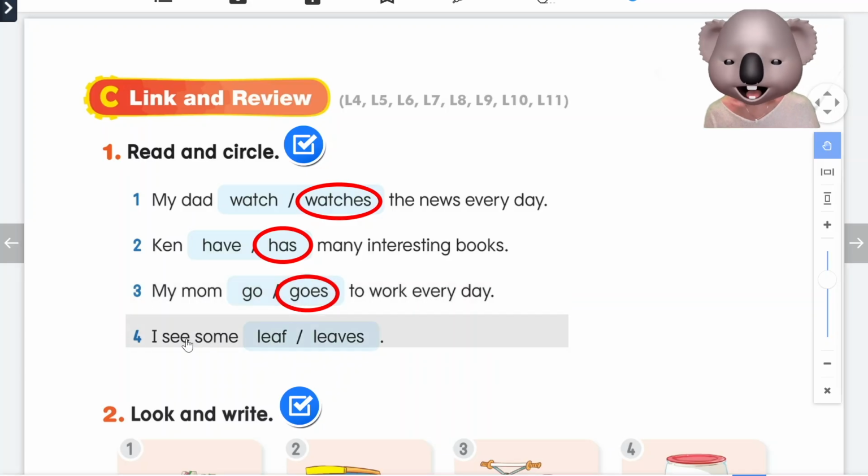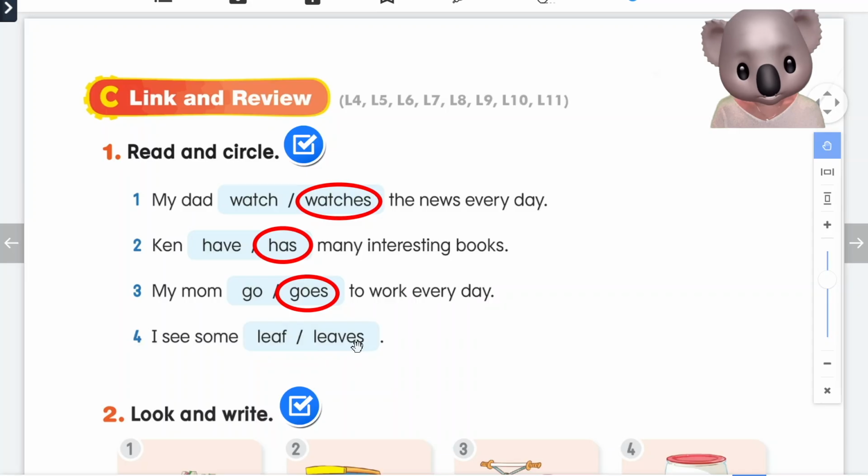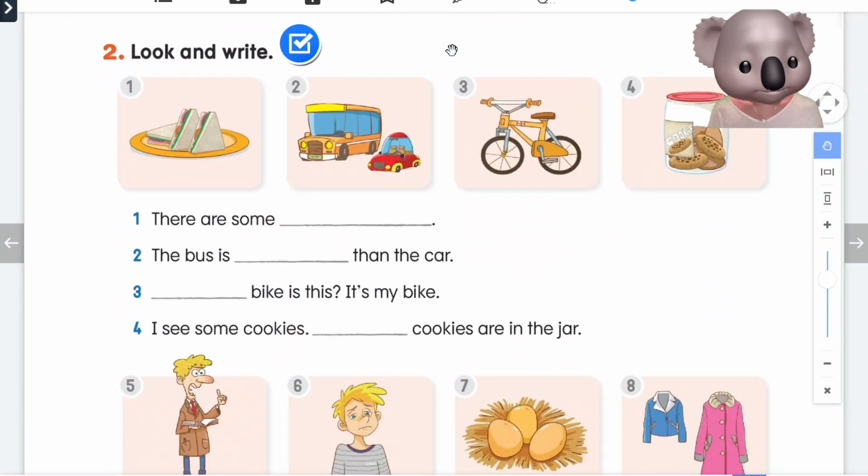Number 4, I see some leaf or leaves. Some is for plural nouns and non-count nouns. 나뭇잎은 셀 수 있잖아. 근데 plural nouns에서 사용하니까 we need to choose leaves. 여러 나뭇잎. In part 2, we need to look and write.